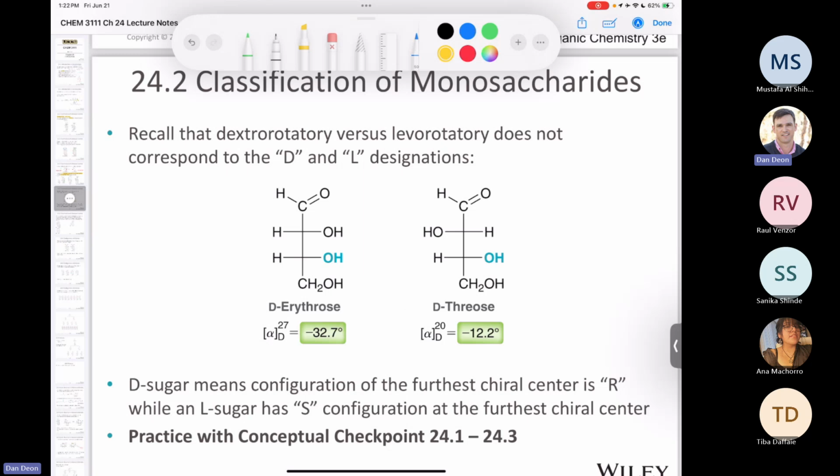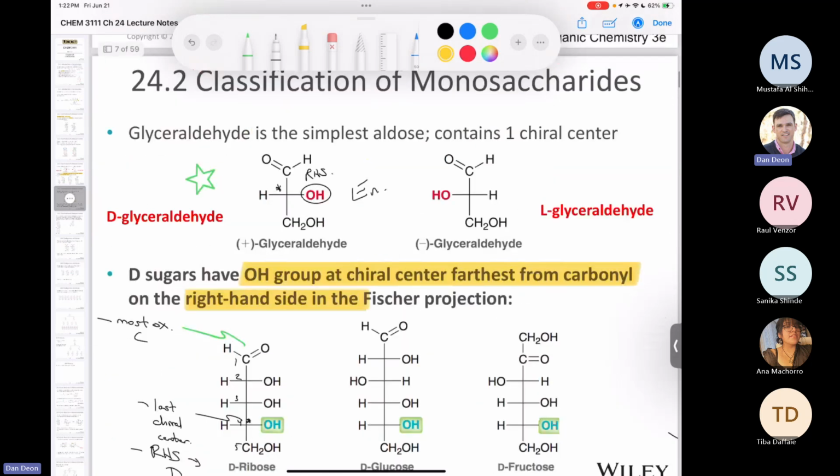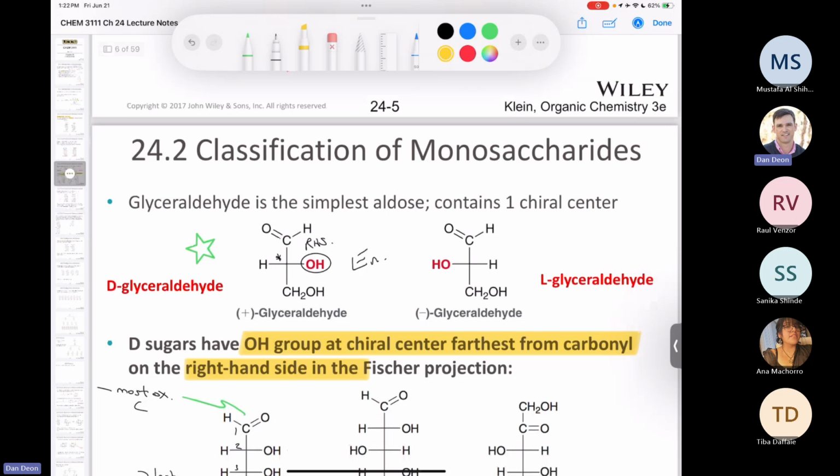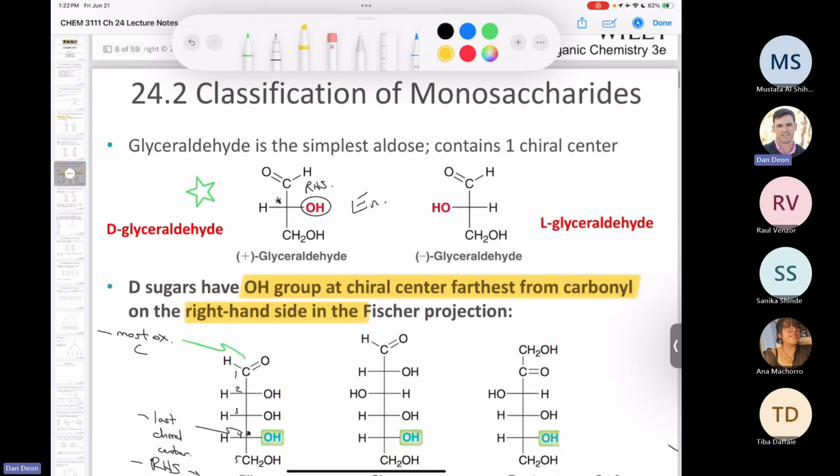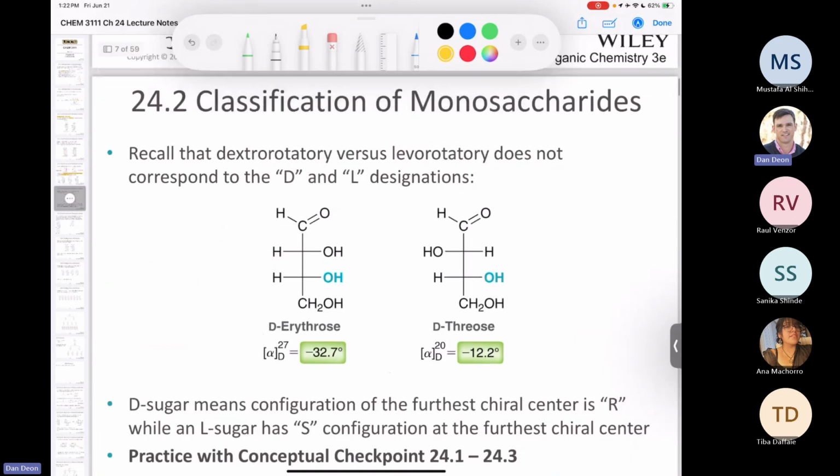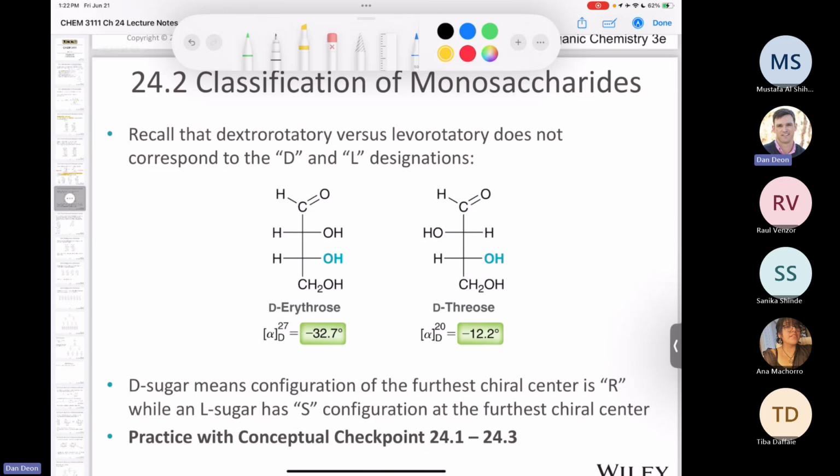dextrorotatory means rotates plane polarized light to the right. L means it rotates plane polarized light to the left. That actually only necessarily applies to D and L glyceraldehyde, the simplest possible aldose that we can have. When we talk about any other D or L sugar, all we're referring to is this: if the hydroxyl group on the last chiral carbon is on the right-hand side, it is a D sugar, and if it is on the left-hand side, it would be what we call an L sugar.